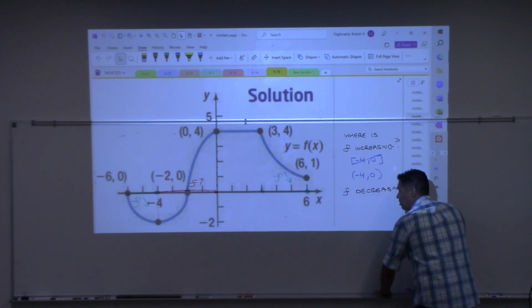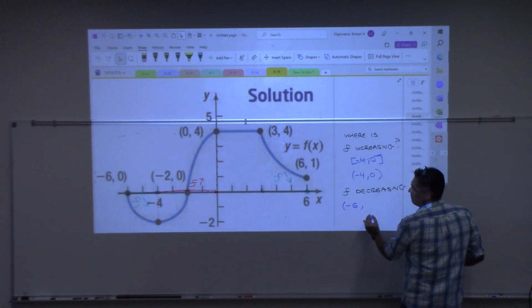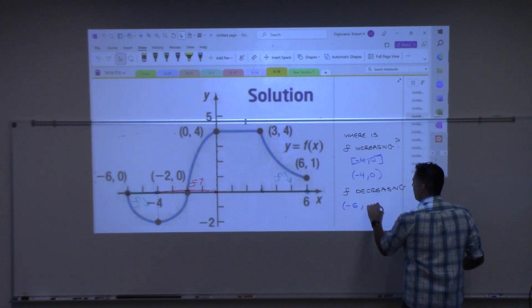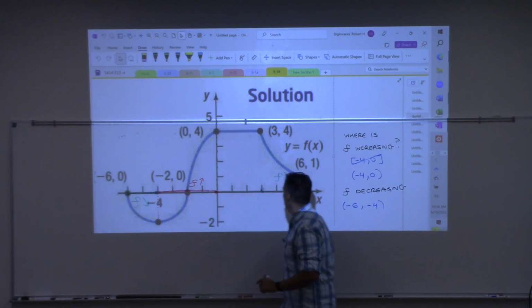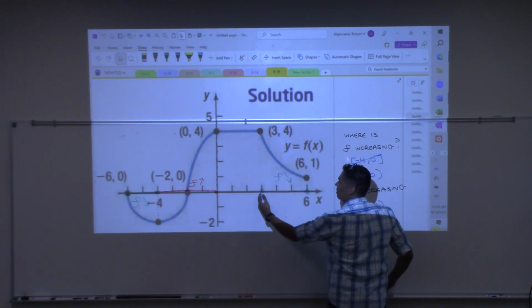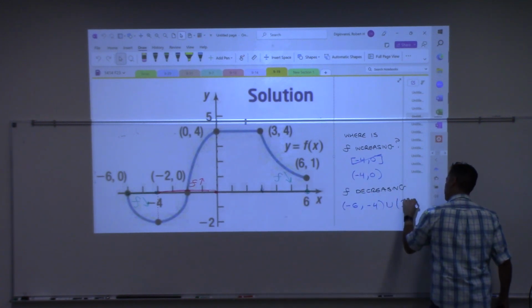Again, it's not wrong to do this. So it's the x values -6 to where? -4. Be careful, it's not -2, that goes with this. So -4 here, and then from 3 to 6. Union 3 to 6.